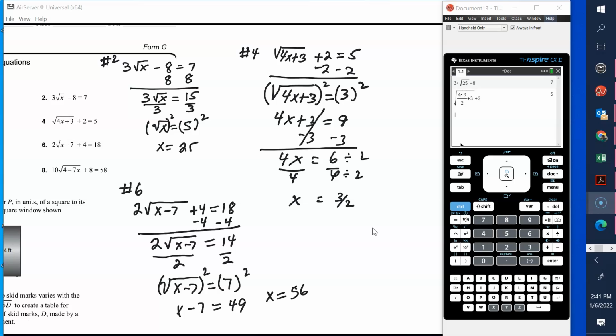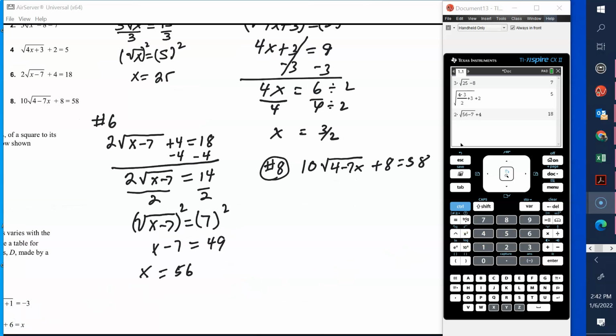56. And once again, if you want to check, you're going to substitute control x squared. Well, I forgot to put the 2, so you write 2. And then we have 56 minus 7. Plus 4. Enter, and you get 18. And that's what you have.